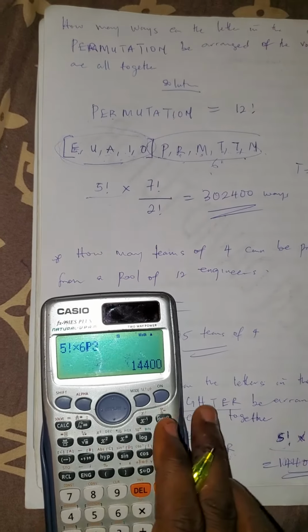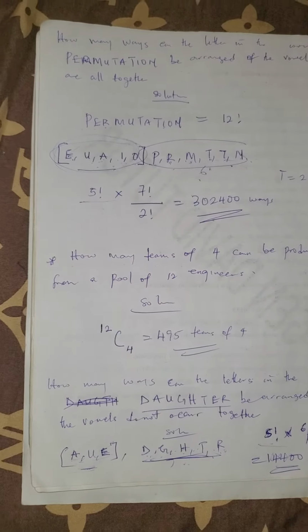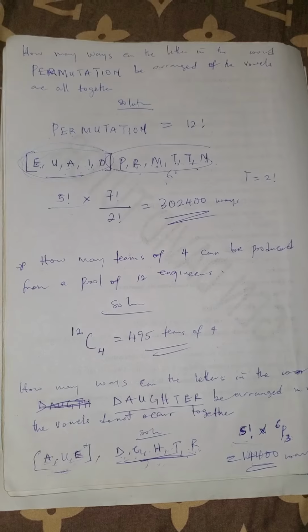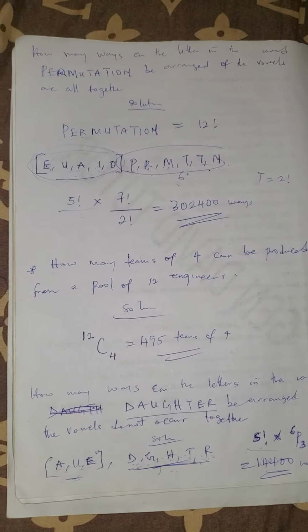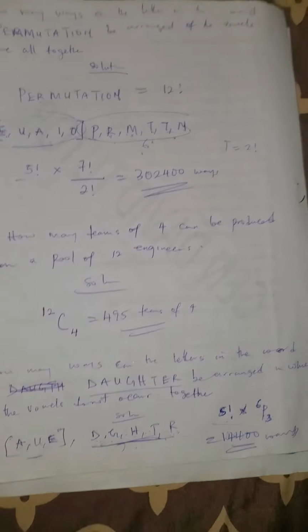So that's 14400. So this is the number of what? Of ways at which these letters can be arranged. So we check it very well. It is obvious that it can be solved like that.